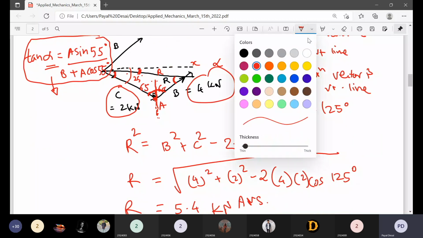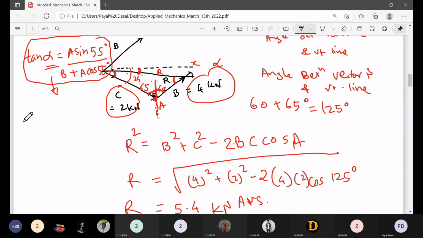We will try to see if you are able to apply the sine rule. Can you do it from the sine rule? It is possible, right? Resultant is found, and then sine 125 degree. We will call this alpha first. Sine alpha, 2 divided by sine alpha, so from this we will get alpha.